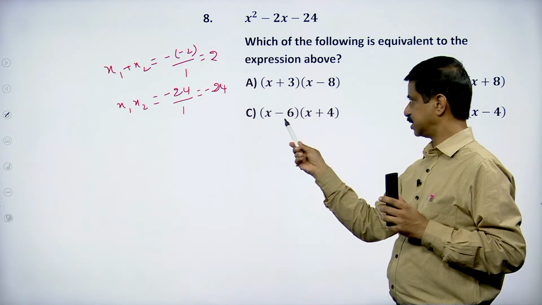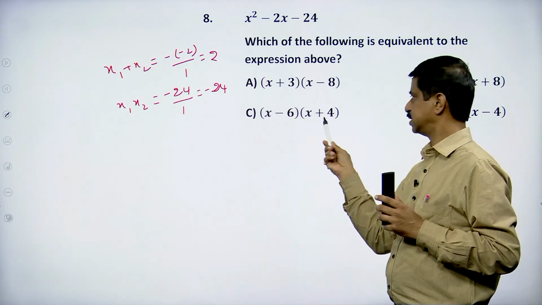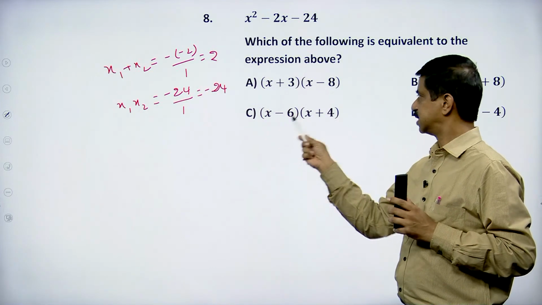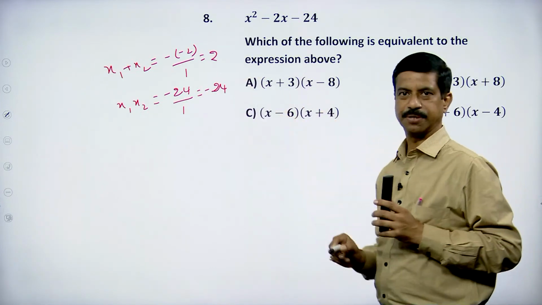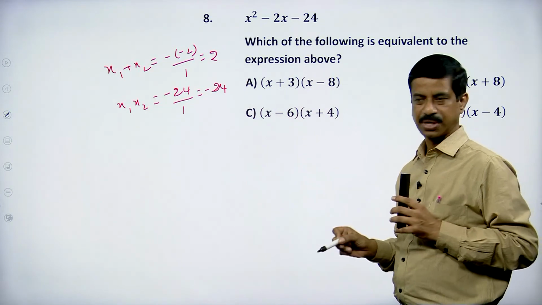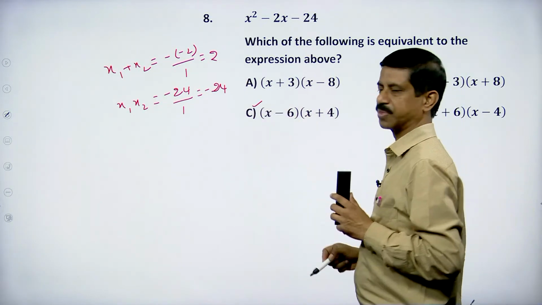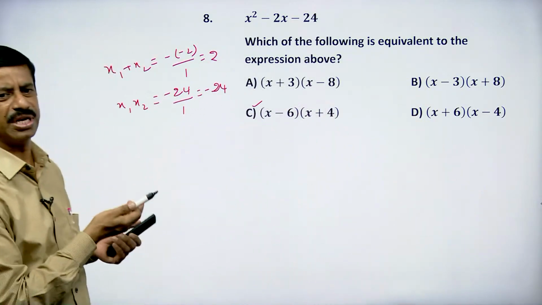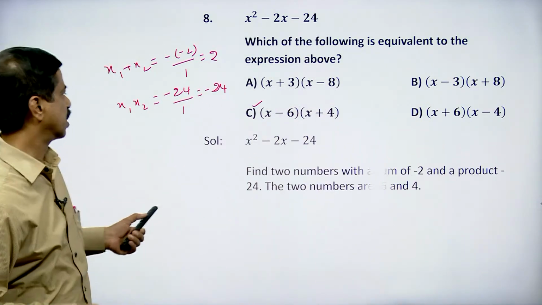You take this. Minus 6, this is equal to 6. This is equal to minus 4. 6 into minus 4 is minus 24. And 6 minus 4 is 2, satisfied. Sum of the roots and product of the roots are satisfied here. So therefore answer is C. Of course there are many methods to solve this, but I have given you the easiest method.